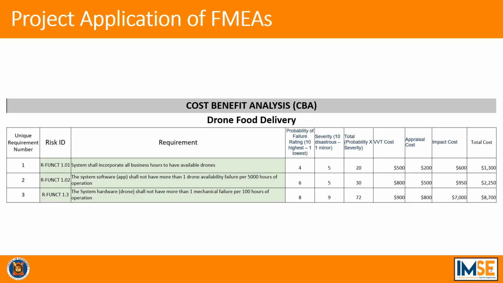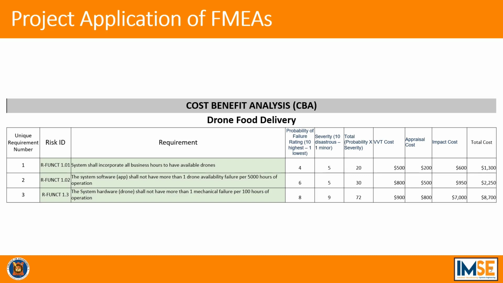The applicability of this section to our projects is with the cost-benefit analysis that each team was requested to submit this last week. In this cost-benefit analysis, each team determined what were the potential failures that our systems could face, as well as their severity levels, and the risks of not meeting the requirements. And this is an example of what Group 1 did with the drone food delivery cost-benefit analysis. This only shows the first 3 requirements.